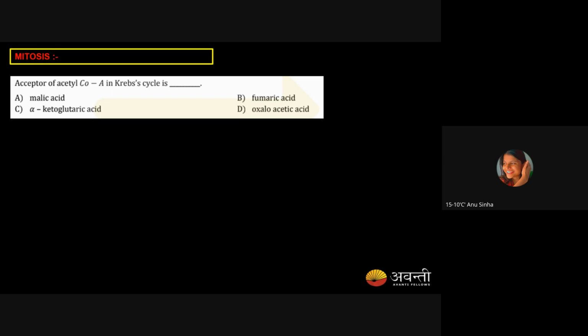Option D, oxaloacetic acid. Very good. This is oxaloacetic acid. Are you all clear with this point? Acetyl CoA is getting combined with oxaloacetic acid and then we are gaining citric acid.